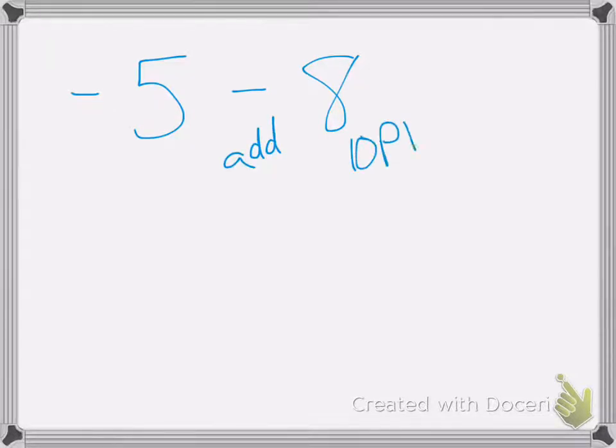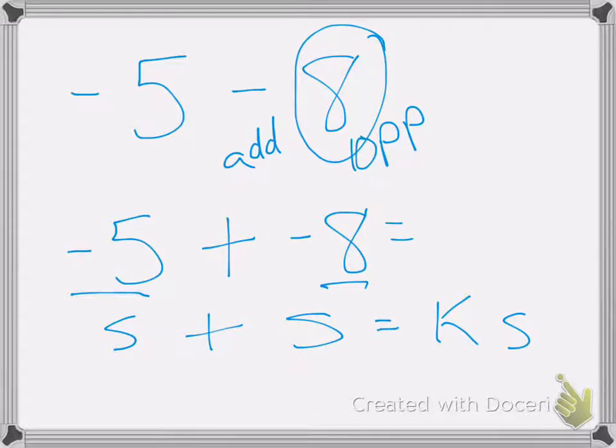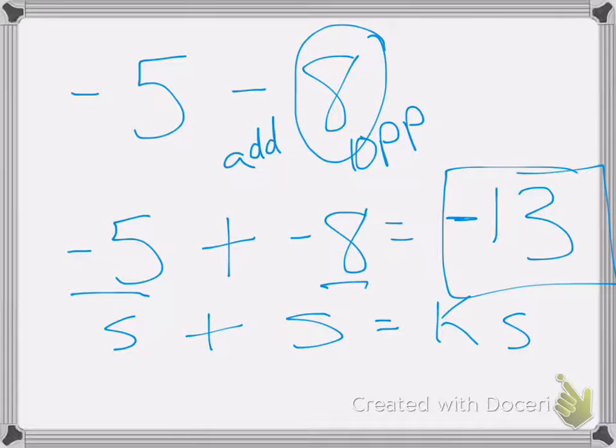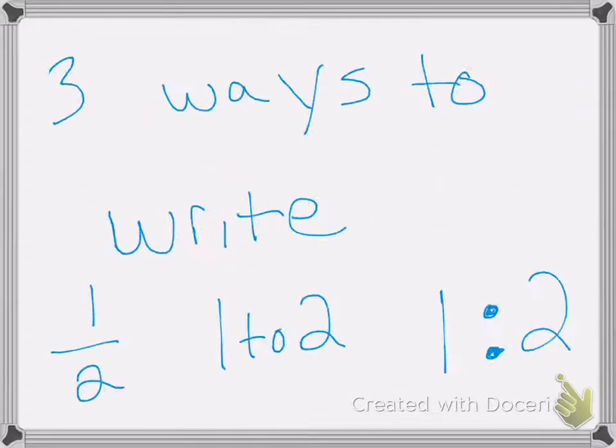And the very last one, something that we just went over, -5 minus 8, add the opposite. So -5 stays the same, change it to addition. The opposite of 8 is -8. Same sign, add, keep the sign. So 5 plus 8 is 13, and we keep the sign of negative. And that's your answer. Those are your 3 from the warm-up. Now let's get into what we're actually going to do today.